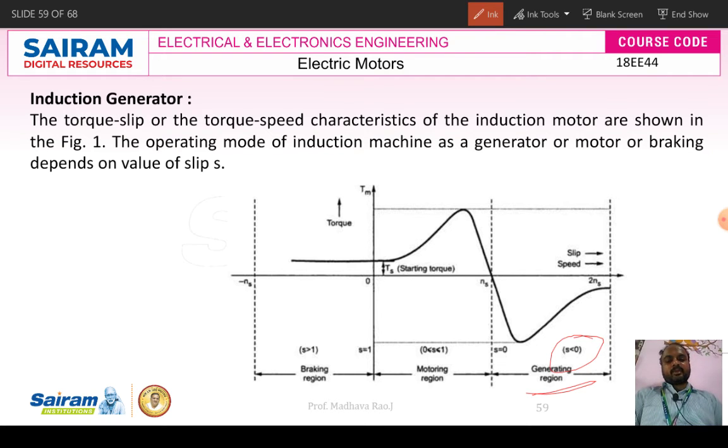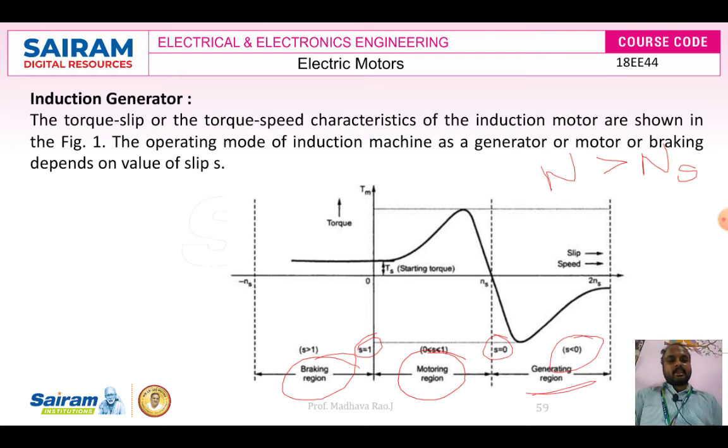If slip is more than 1, it will work as a braking region. If slip is between 0 and 1, it will work as a motoring operation. The slip goes negative when the rotor speed is more than the synchronous speed. So when the motor runs above synchronous speed, the slip will be negative, and then the induction motor works like an induction generator.